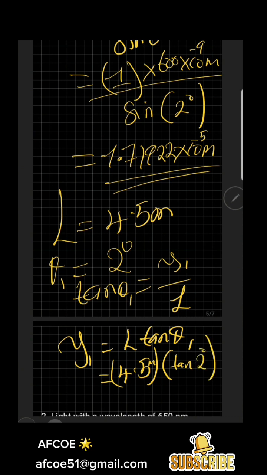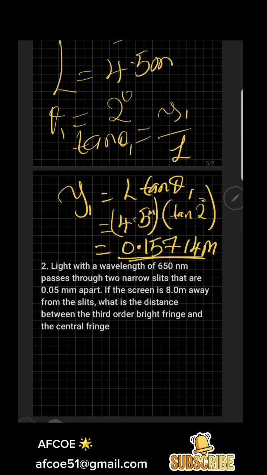Let me pause the video. Okay, yeah, I got 0.15714 meters, and that is it.